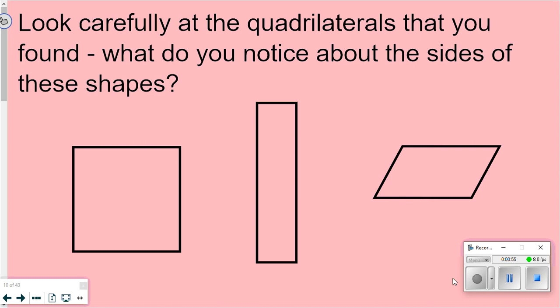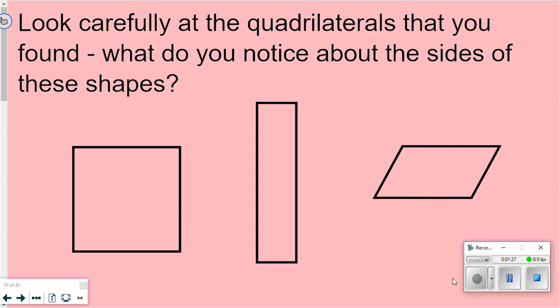They are all straight. So if we've got 4 straight sides, do any of these shapes have holes? No. I see 4 corners. What could I call each of these shapes? What could be their name? If I wanted to name them, what could I call them? Carl? I could say every single shape up here is a quadrilateral because it has those rules.